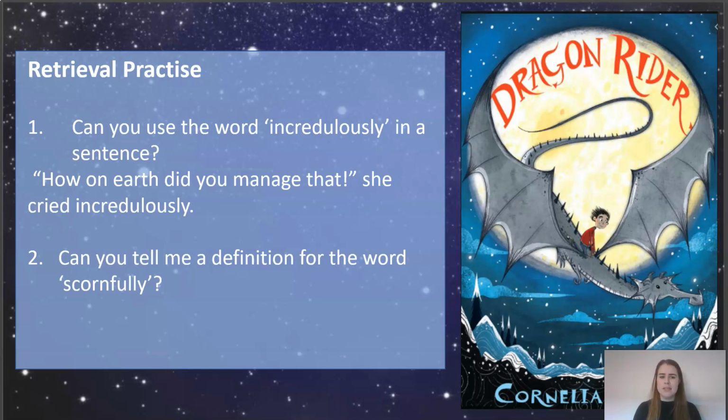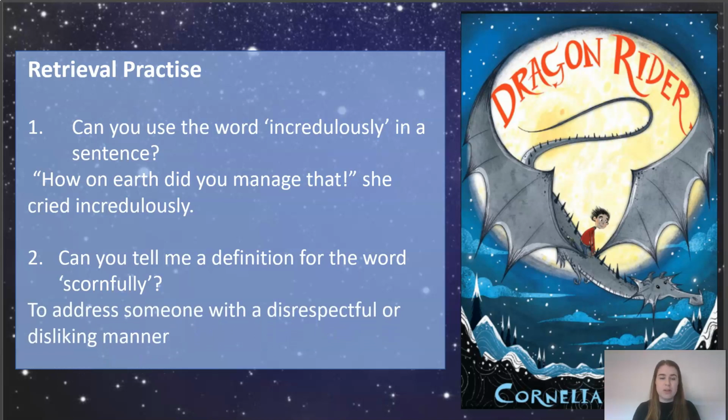Now, can you tell me a definition of the word scornfully? So we came across this in chapter 2. Now, to be scornful or to address someone scornfully means to talk to them or address them in a disrespectful or disliking manner. Okay, so it's when we're not particularly happy or pleased with someone and we're quite rude. We might be very abrupt with them. We might not like them. And that comes across in the way that we speak to them sometimes. So well done if you've remembered those two words, because those were two of our big words for the beginning of our book.